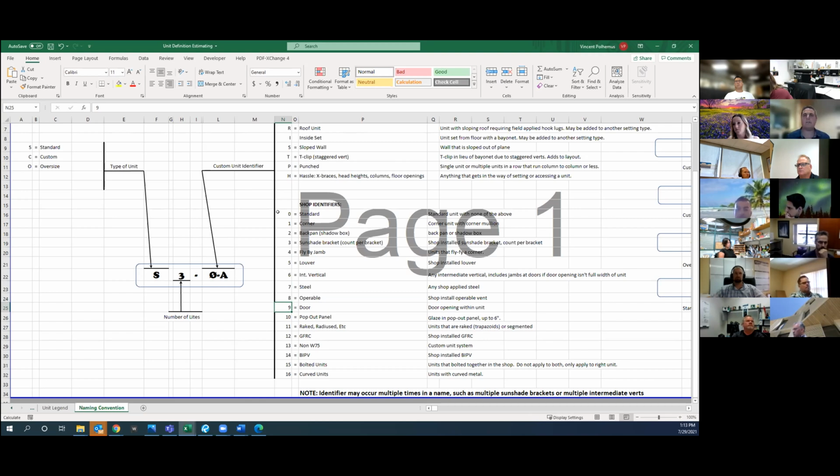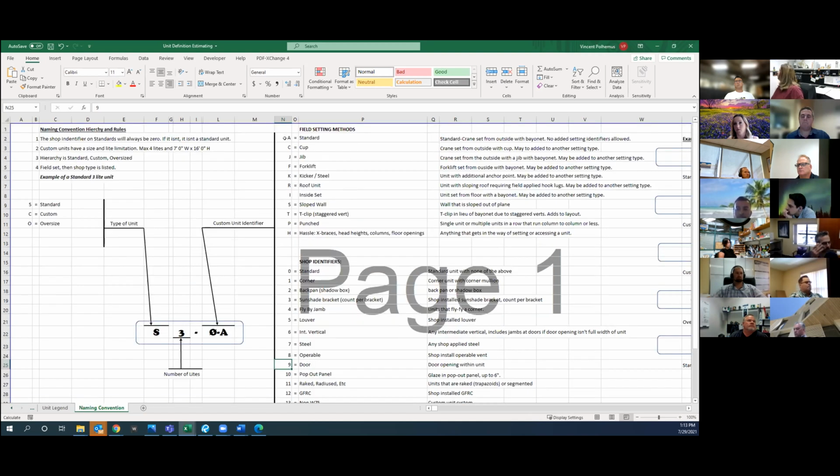So back in 2017, we started looking at all the units that were going to be going into the shop, and we started applying these names to them, right? So that the shop knew what types of units were going to be going through. We also did the same thing with the field, and we created a whole set of field attributes for how we were setting it in the field.